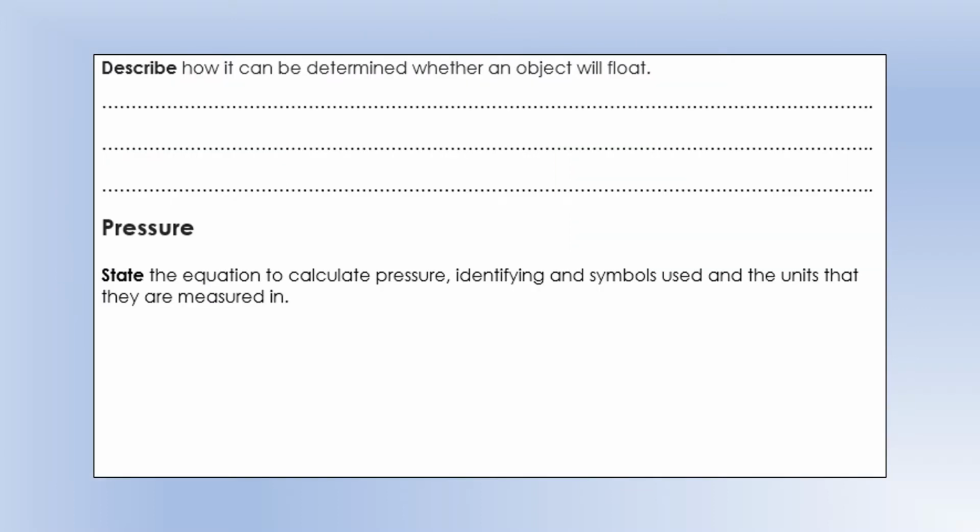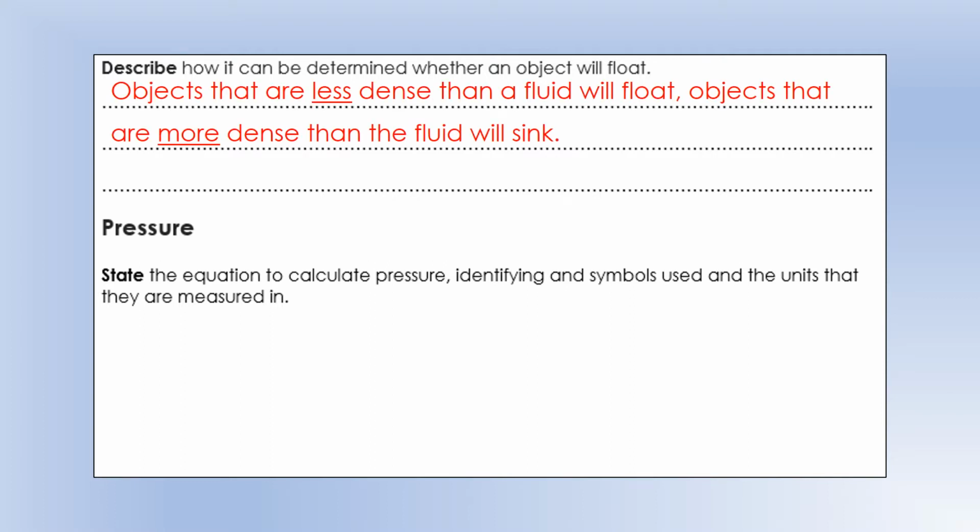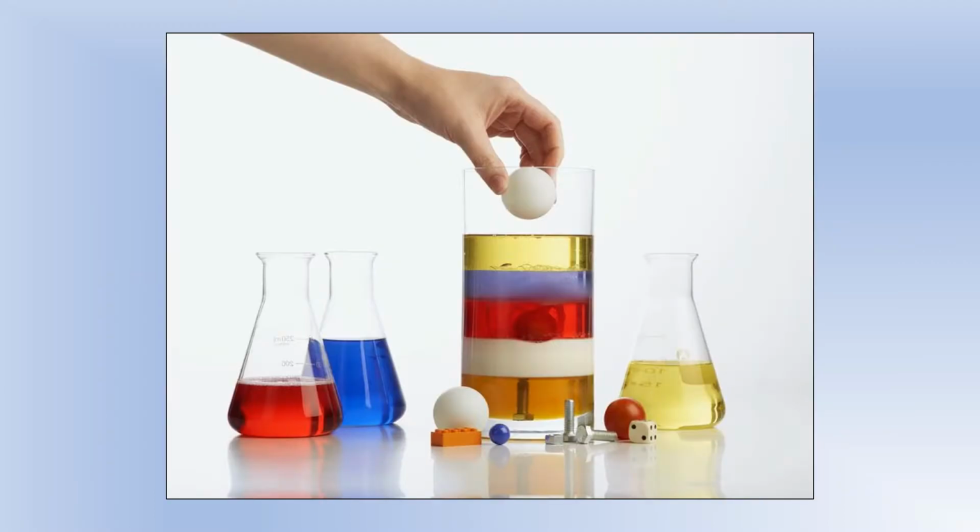Okay, so just looking at describing how we can determine whether an object will float, nice and simple. Objects that are less dense than the fluid will float. Objects that are more dense will sink. That's straightforward enough. And you can see a nice illustration of that. What we've got here is liquids stacked up on top of each other because they're decreasing in density as you go up, so that each of those liquids is floating on the other ones there, which is a nice demo.